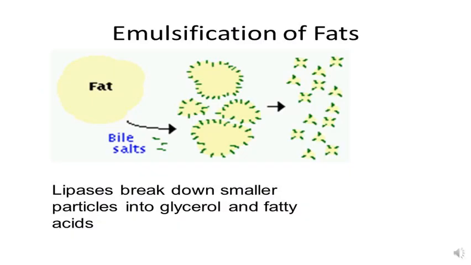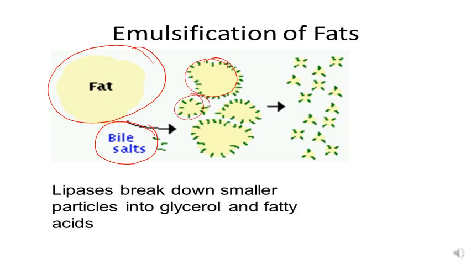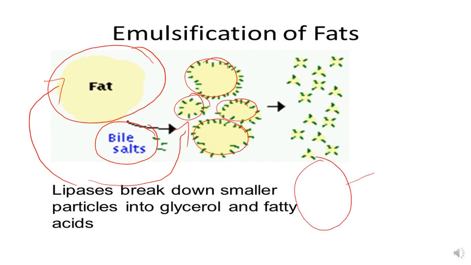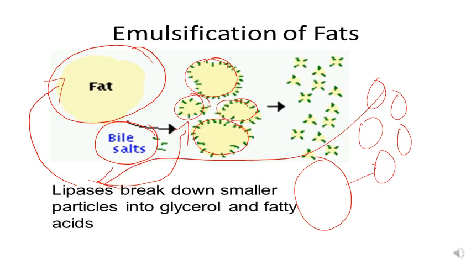So this is the process of the emulsification of fats. Emulsification of fats is done by the action of the bile. Bile breaks down the fats, the large lipid molecules, into smaller ones. These smaller ones can be digested by the action of lipase. So lipase breaks down small fats into glycerol and fatty acid. And here's the importance of bile. Bile causes the emulsification, the separation of large fats into smaller ones so that they can be digested easily by lipase into fatty acids and glycerol.